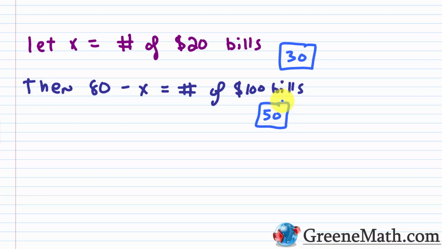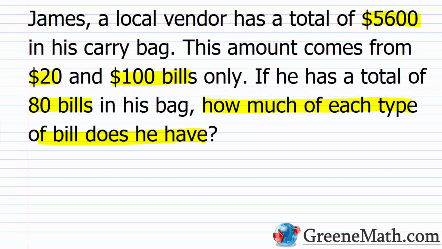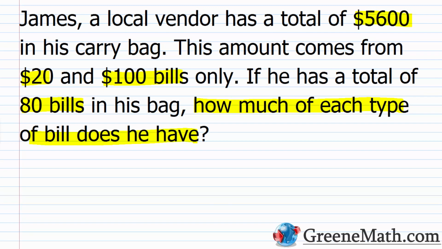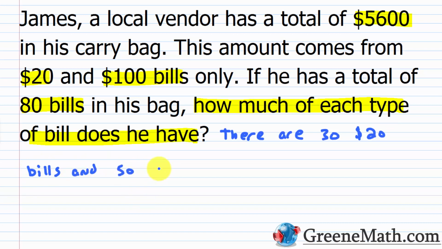Okay, so we have our solution. Let's go back up, and now let's answer this. So we can say there are, again, 30 $20 bills and 50 $100 bills. To check this is very easy.